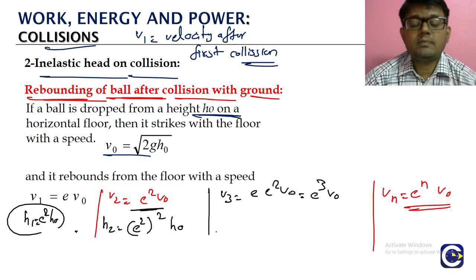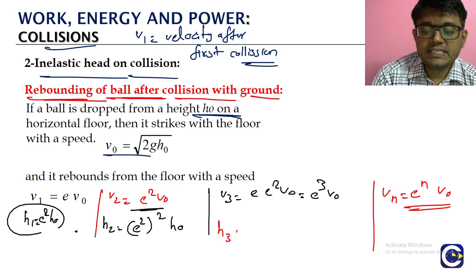Okay? In the same way, look at the height. What is h3? It will be v3 square by 2g, right?